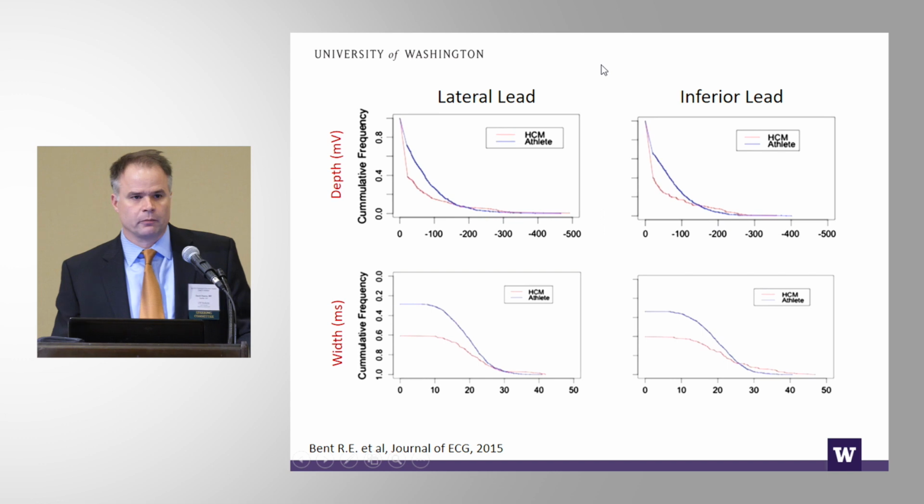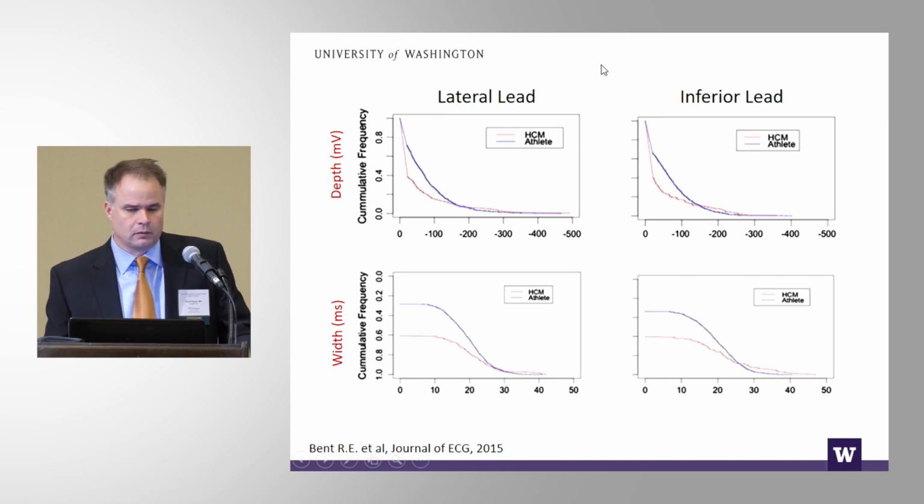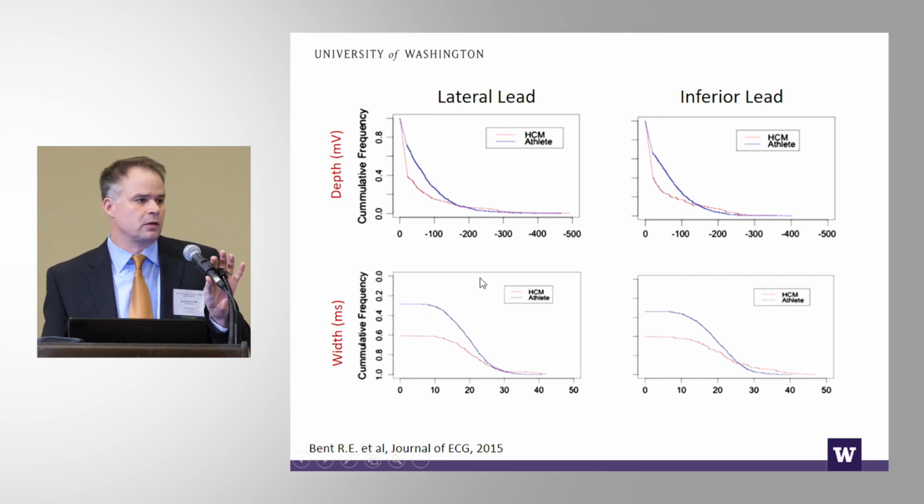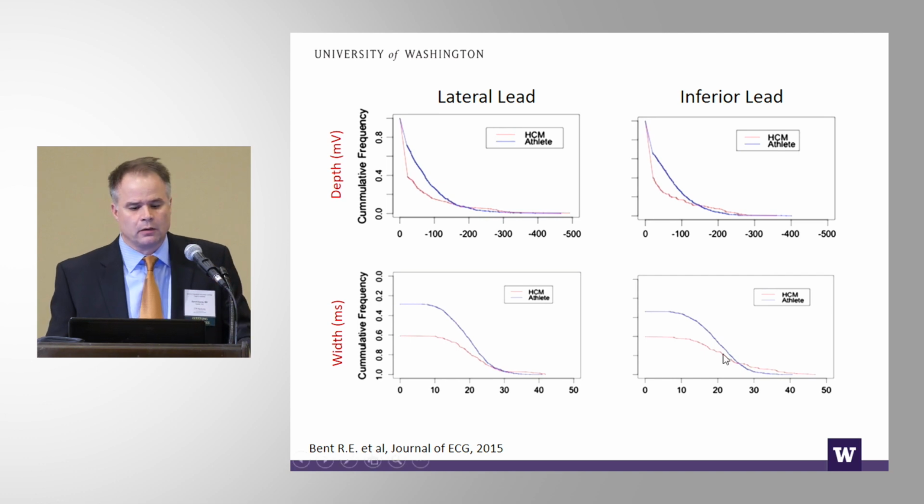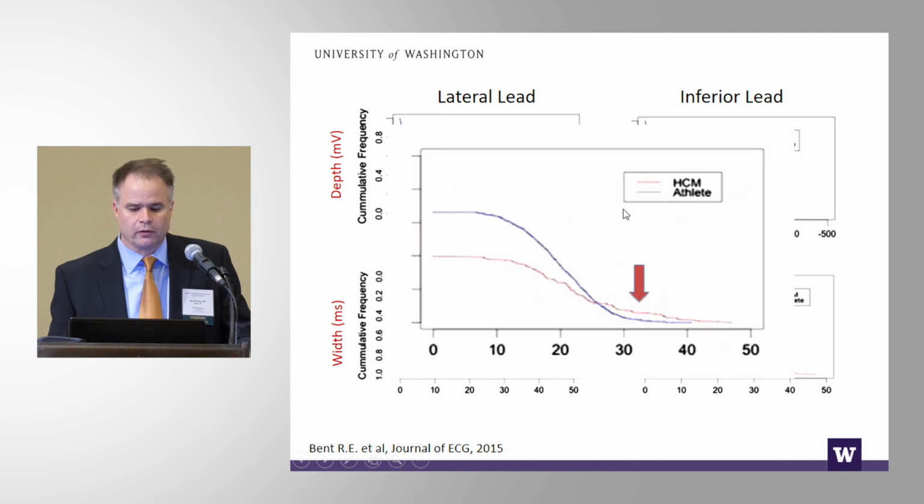This is some data from Stanford, done by Marco Perez's group down there. They did a quantitative ECG analysis from their population of athletes and patients with hypertrophic cardiomyopathy. They're comparing the cumulative frequency of the depth of the Q wave over here, or the width of the Q wave, showing the differences between patients with hypertrophic cardiomyopathy and athletes. And you can see there's very small areas here. I'm just going to pull this up as an example.